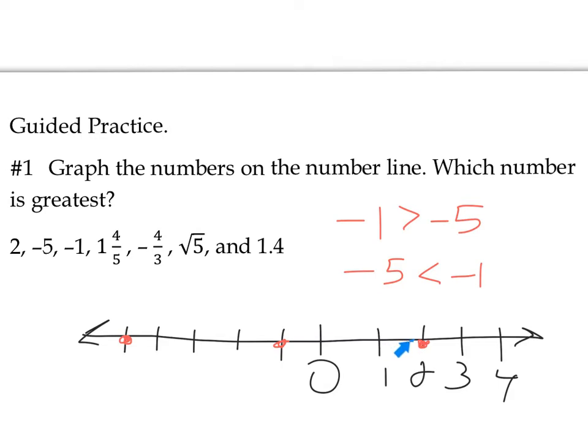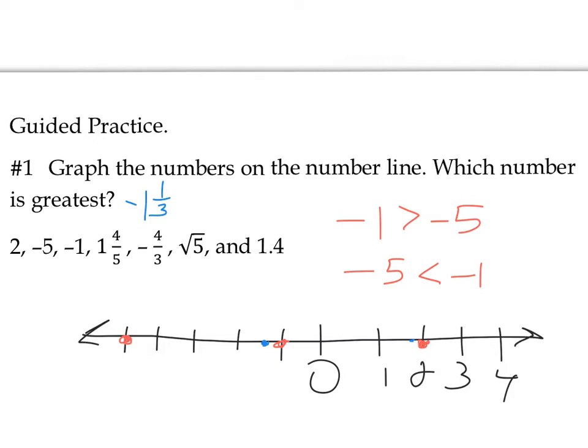1 4/5 is not quite the 2, but it's more than halfway. 4/5 is a little more than half, so it's 1 4/5 right around there. And then if we see negative 4/3, it might be helpful to know that that's the same as negative 1 1/3. So we go past negative 1 a little bit to negative 1 1/3.